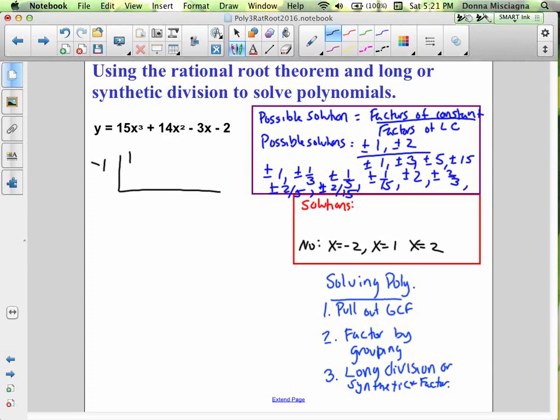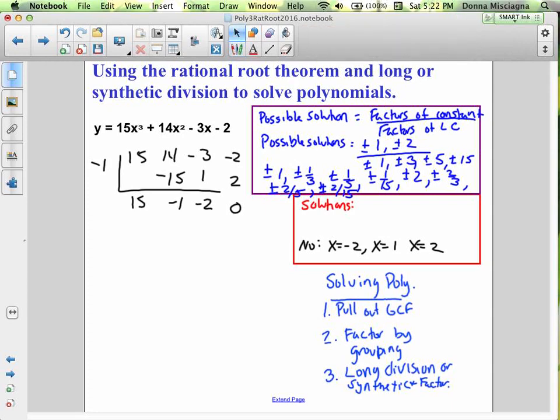All right, so 15, 14, -3, -2. Bring down the 15. 15 times -1 is -15. Add, we're going to get -1. -1 times -1 is 1. Add, we get -2. -2 times -1 is 2. Add, we get 0. There we go. All right, so we got one solution, x equals -1. I should try that sooner.